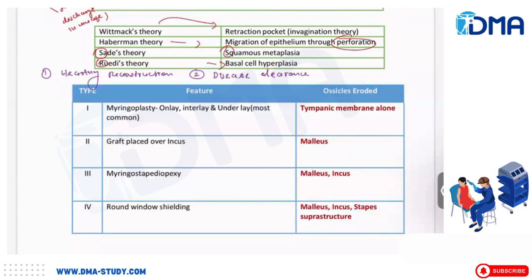First, it is very simple. The ossicles are gone. We are going to reconstruct the ossicles and the tympanic membrane. This is called tympanoplasty. So if the ossicles or the tympanic membrane are gone, and we reconstruct the ossicles or tympanic membrane, it is called tympanoplasty.